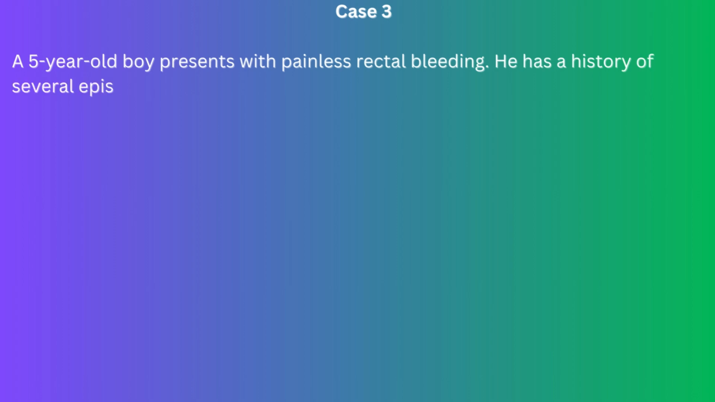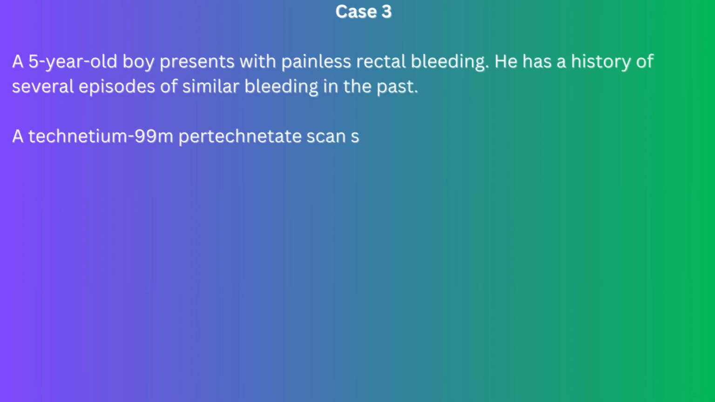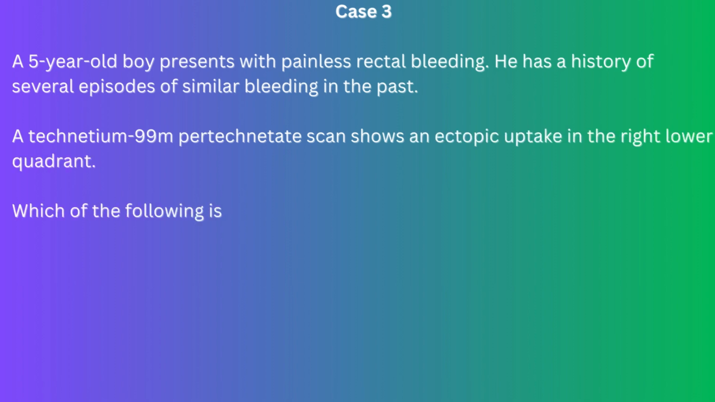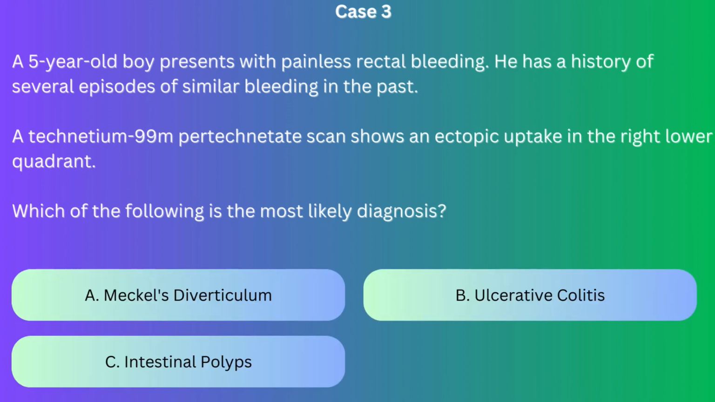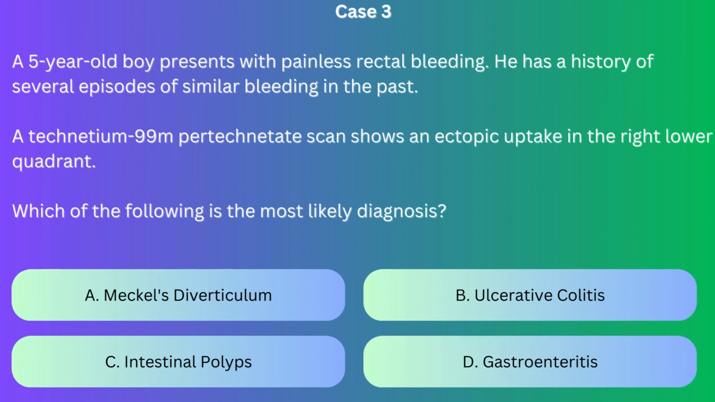Case number 3. A 5-year-old boy presents with painless rectal bleeding. He has a history of several episodes of similar bleeding in the past. A technetium scan shows an ectopic uptake in the right lower quadrant. Which of the following is the most likely diagnosis? A. Meckel's diverticulum. B. Ulcerative colitis. C. Intestinal polyps. D. Gastroenteritis. The correct answer is A.